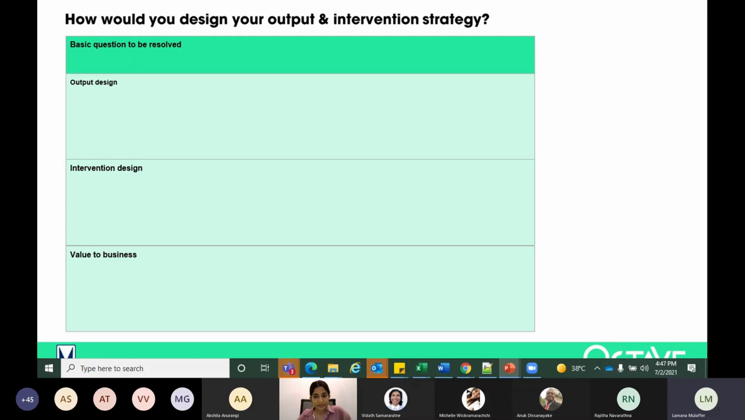How are you going to change the way that business is going to work using the insights that you generate? And what is the value to the business, right? Why is a business interested in your solution? Is it going to save them money? Is it going to improve customer service? So, right, these are sort of the 4-step slides.